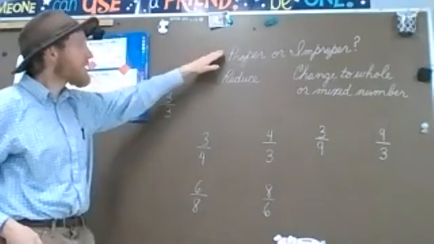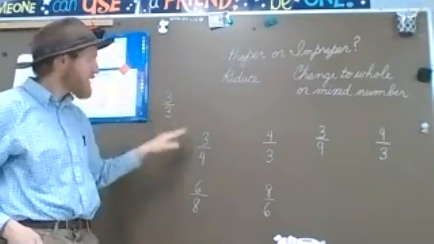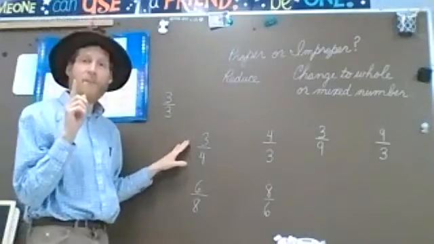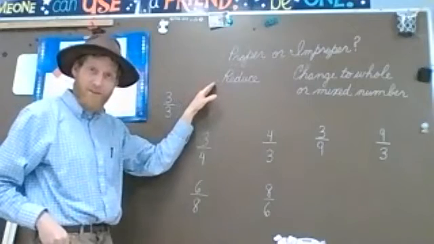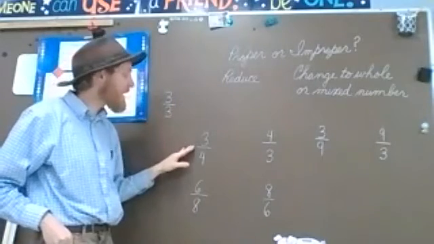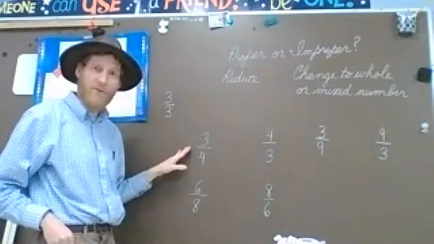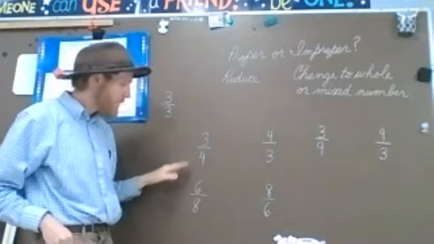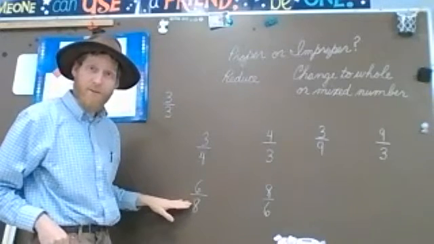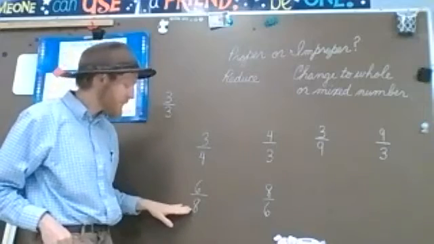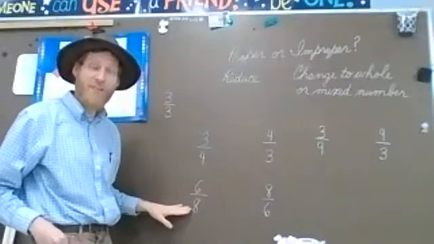All right, so let's say it is proper. This one is proper. If it is proper, you need to ask yourself, can I reduce it? In this case, I cannot reduce it. It is reduced. What about this one? Is this one proper? Yes, it is, because an 8 is larger than a 6.